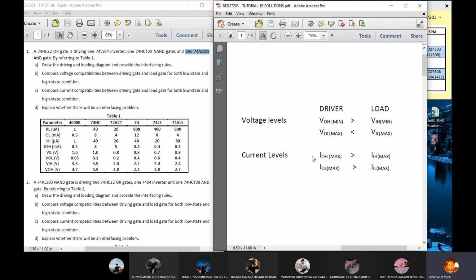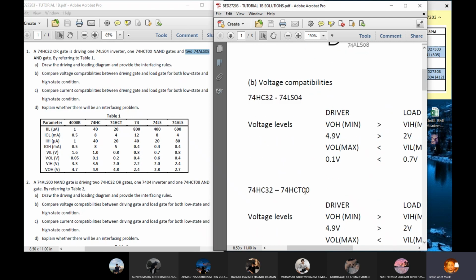The same goes for current. IOH and IOL are for the driver gate, IIH and IIL are for the load gate. Just remember the direction of the arrows, the arrows are important. This must be greater than this, this must be smaller, and this greater again. That is all the rules. So that is for question 1A.